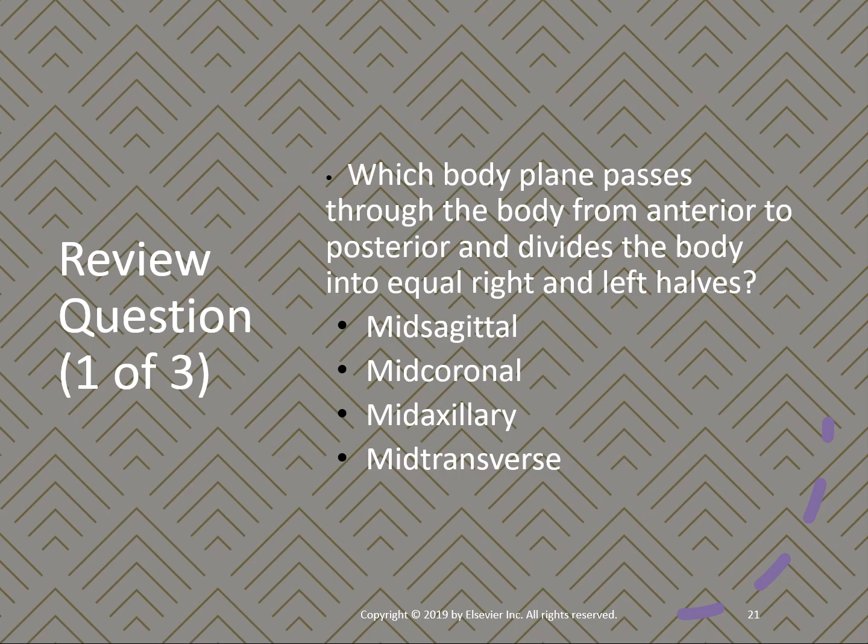Passes through means that's the direction the plane is oriented at. Dividing the body is what happens after the plane separates two sections of the body. Okay? So make sure you understand that nuance, that difference. And our right answer is, that is the mid-sagittal plane.